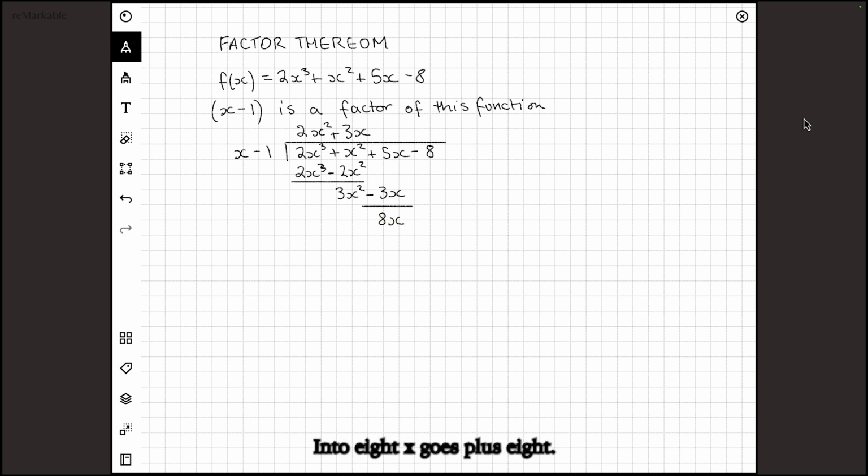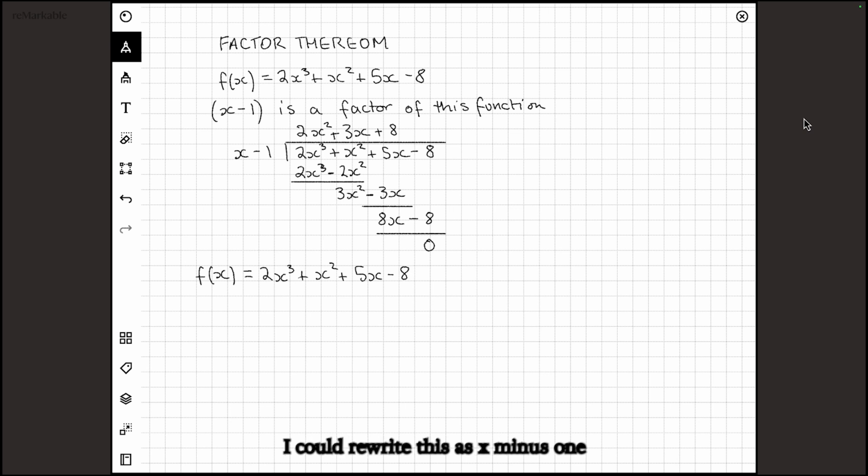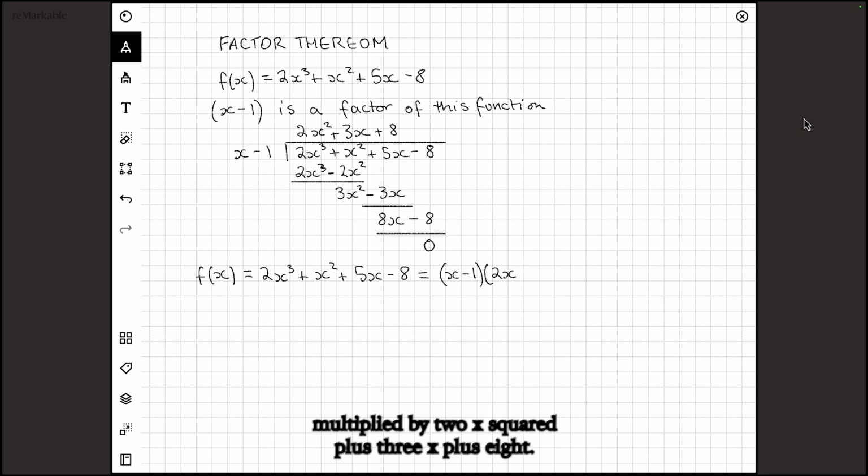X into 8x goes plus 8. Plus 8 times x is 8x. Plus 8 times minus 1 is minus 8. If I take that away, I end up with minus 8 minus minus 8, which is 0. So I could rewrite this function f of x of 2x cubed plus x squared plus 5x minus 8 as x minus 1 multiplied by 2x squared plus 3x plus 8.